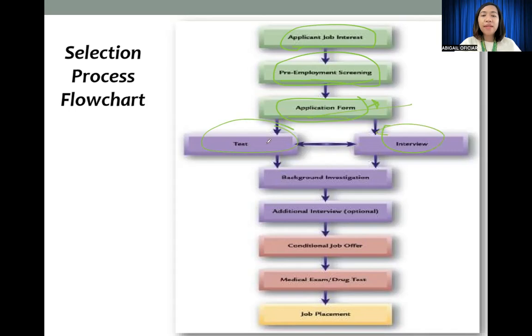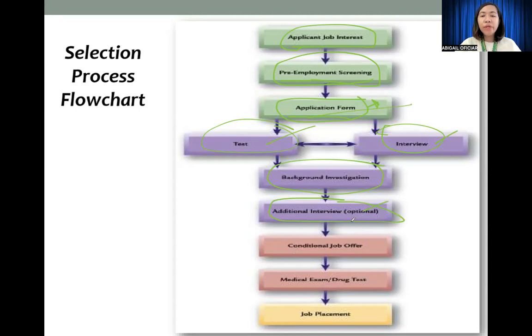So we conduct testing and then interview. I will discuss testing and interview further later. After testing or interview, the selection specialist will conduct background investigation. After the background investigation, there will be an additional interview. This is optional. Here you can mention the realistic job preview, the one I discussed last time in the previous video.